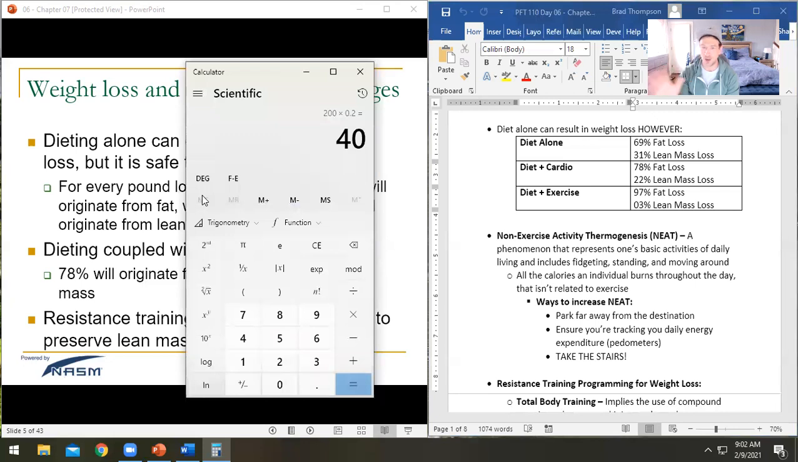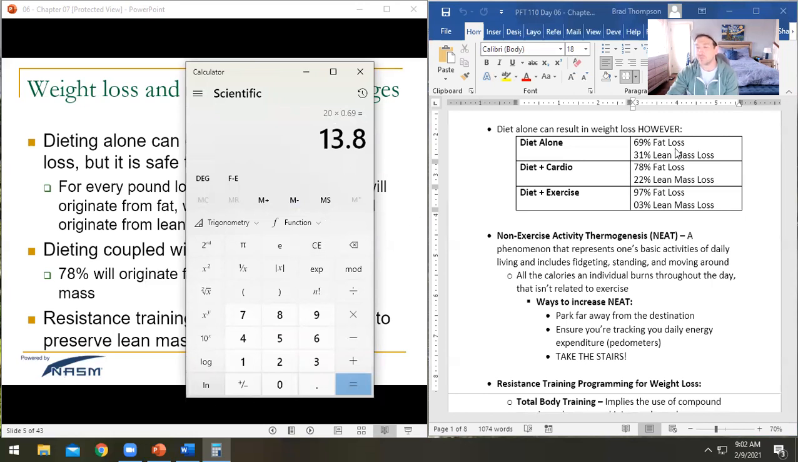Go back a scenario. Let's say they wanted to drop down to 180. Right, so they want to lose 20 pounds, so 20 pounds times 0.69. If they lost 20 pounds, they would lose 13.8 pounds of fat and 6.2 pounds of muscle. Okay.